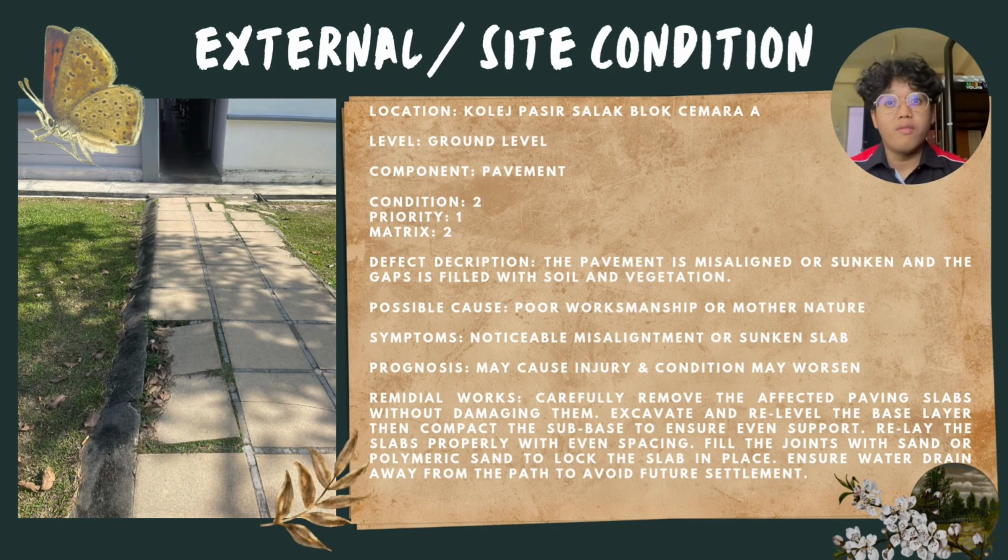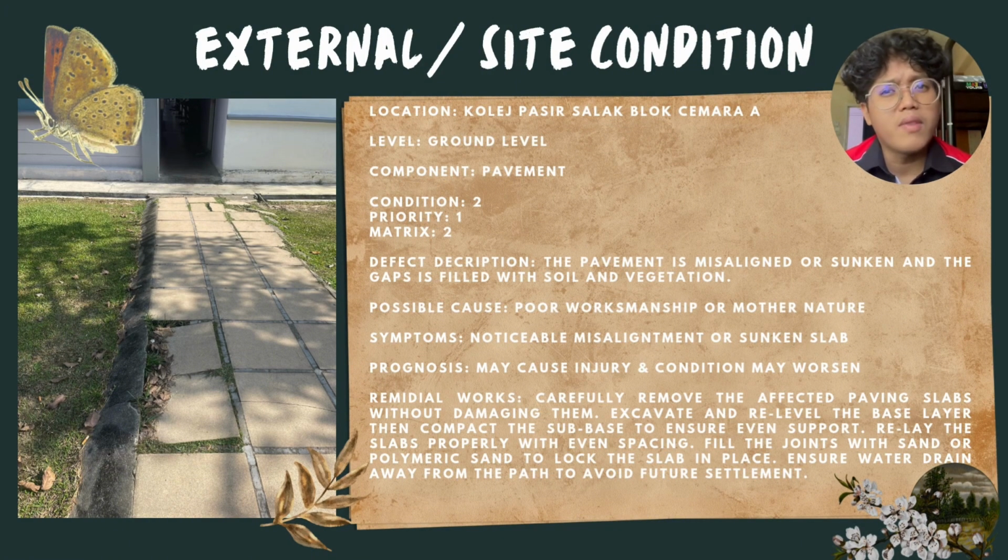Finally, let's move on to the first external or site condition. The first defect is located at College Pasir Salah Block Cemara A. The level is ground level, the component is the pavement. Condition was given 2, the priority 1, and the matrix is also 2. The defect description is the pavement is misaligned or sunken and the gaps are filled with soil and vegetation.